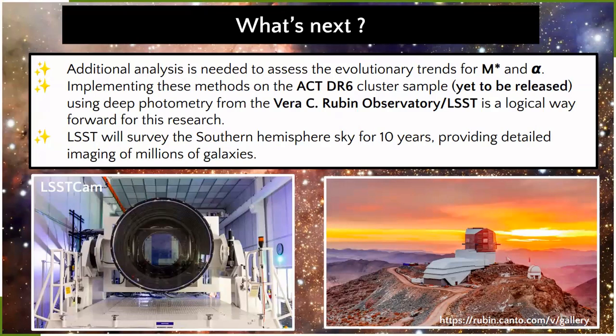We hope to implement our methods on the yet to be released ACT DR6 cluster sample using deep photometry provided by the Vera C. Rubin Observatory, which is currently under construction, but expecting first light in 2025. The 8.4 meter Simonyi Survey Telescope at Rubin is equipped with LSSTCam, the largest digital camera ever built. It will take detailed images of the southern hemisphere for the next 10 years and study millions of galaxies with incredible detail. So it's pretty exciting. And this is Rubin Observatory.